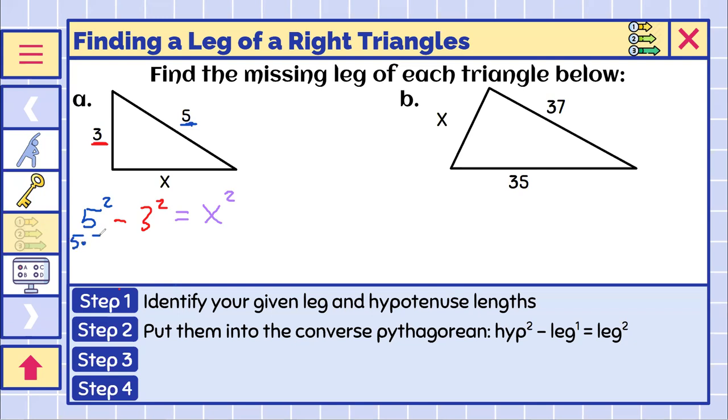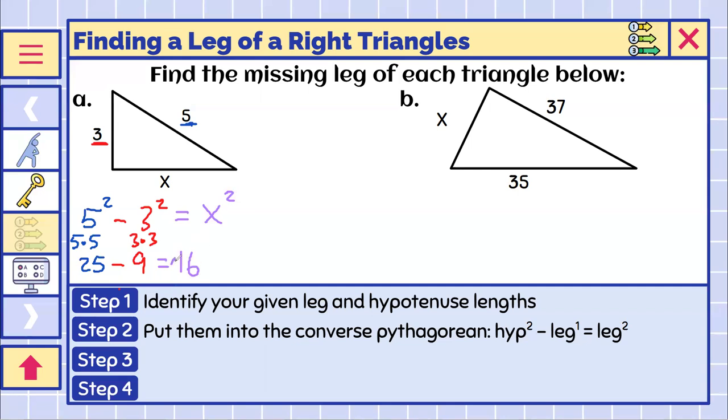So for 5 squared, or 5 times 5, we would get 25. And then for 3 squared, or 3 times 3, we would get 9. Meaning our next task is to not add, but subtract them. Again, that is the only difference. If we are looking for a leg, we subtract. We add if we're looking for the hypotenuse. On that note, 25 minus 9 gives me 16. So that equals 16. Though remember, that is the value of x squared.